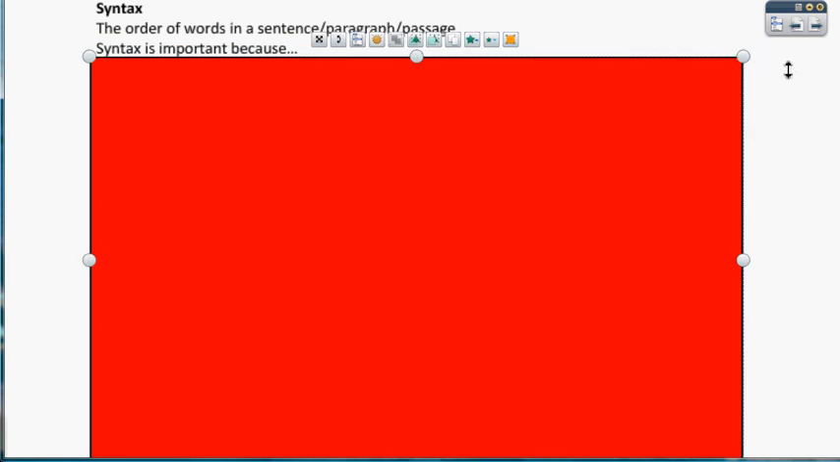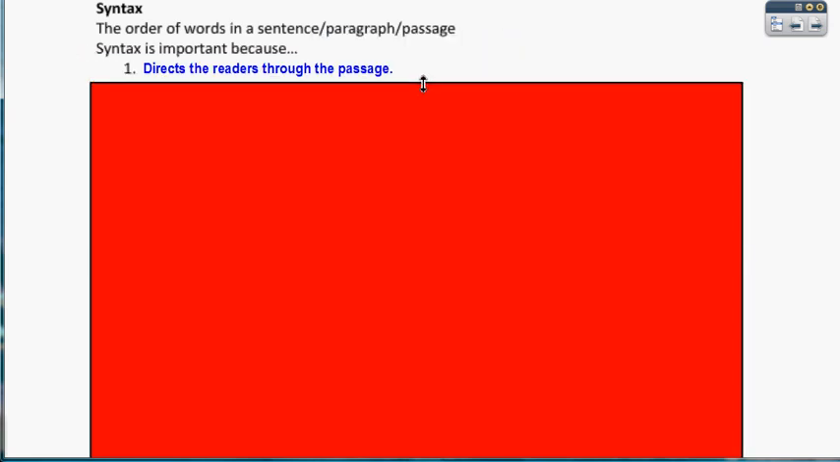So basically, syntax is how the words are placed in a sentence, in a paragraph, how those paragraphs are arranged on a page, and how the passages are arranged in a longer text like a novel. Syntax is important for 3 reasons. Number 1, it directs the readers through the passage, and so it helps them get from point A to point B to point C.